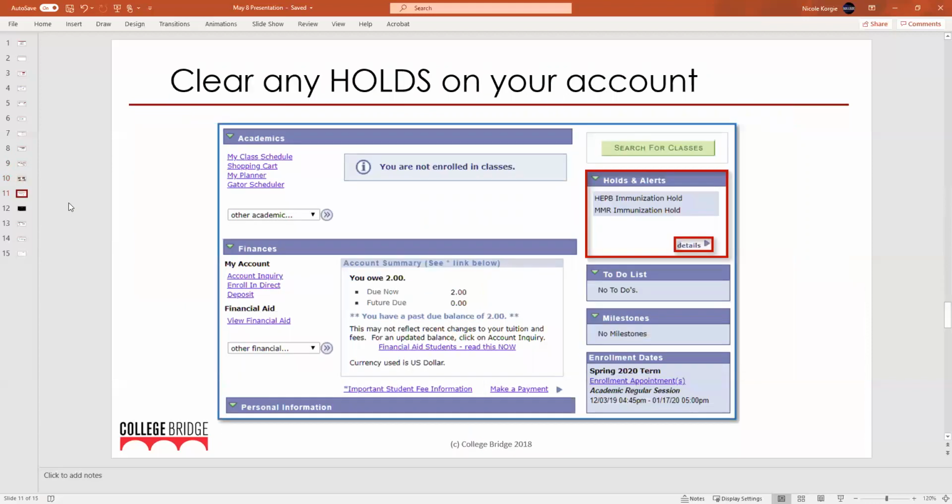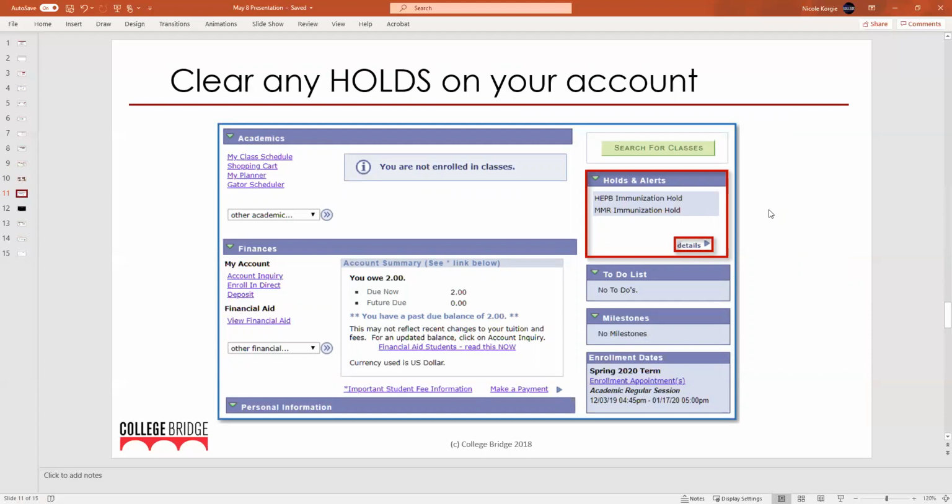Okay, and then finally, the last thing I want to make sure you're checking in your portal are any holds that you might have on your account. So there's usually a section that has holds and alerts. Right now, really the only holds that might be there are these types of things that are on the screen that talk about immunizations. So I know that's in the fine print of everything that you're going through, but again, if you have a hold on your account, you won't be able to register. All right, you won't be able to take your classes. So you want to make sure that that holds box is empty.